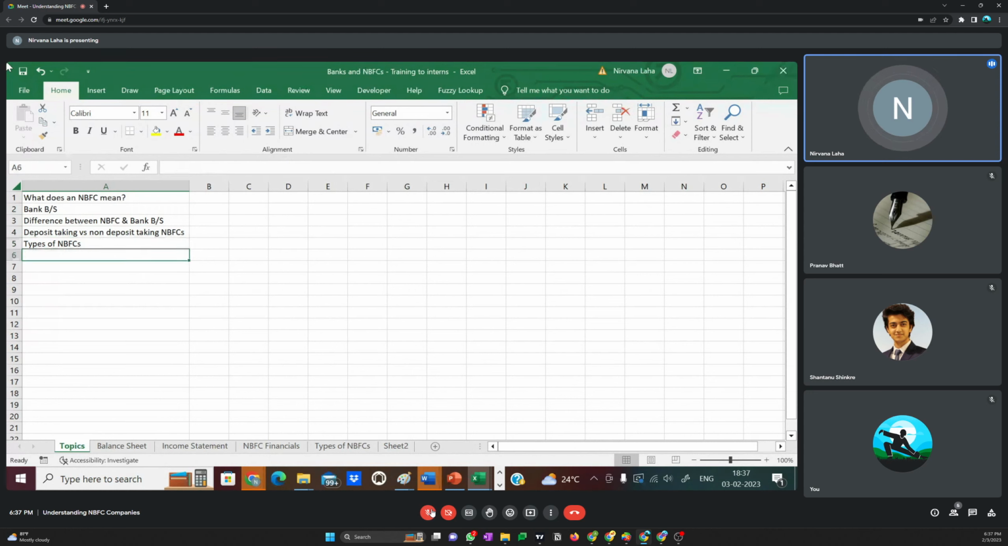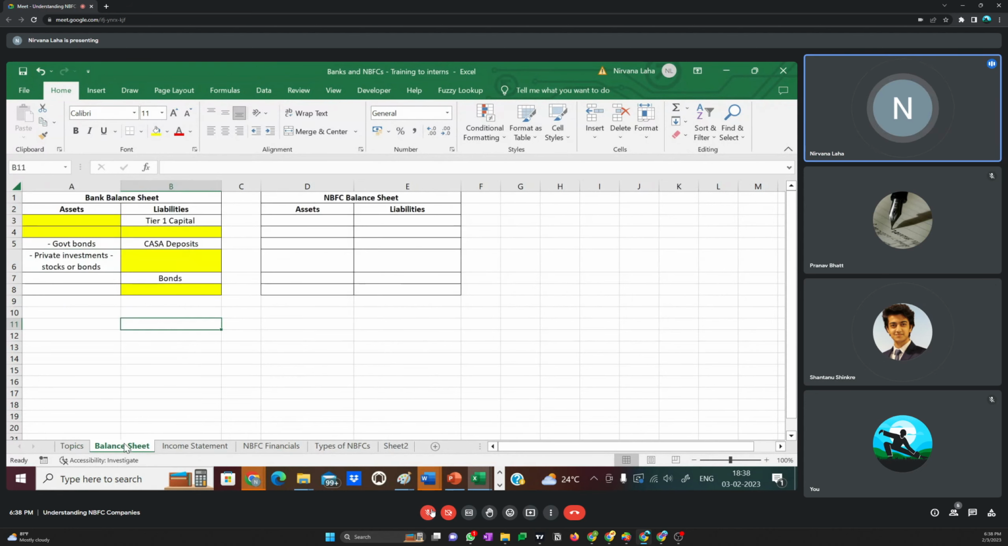A couple of points. If you have questions at any point of time, just feel free to interrupt me and ask the question, because I won't be seeing the screen of the call, so you have to voice it out. And second, since you already know about banks, you already know about 80% of what's going to be covered right now. So we are going to do a refresher of that and then talk about the differences that NBFCs have.